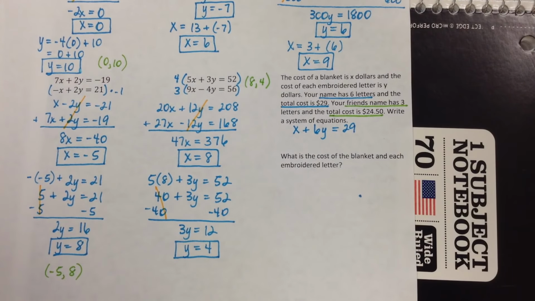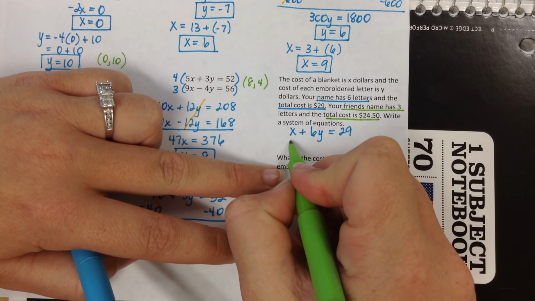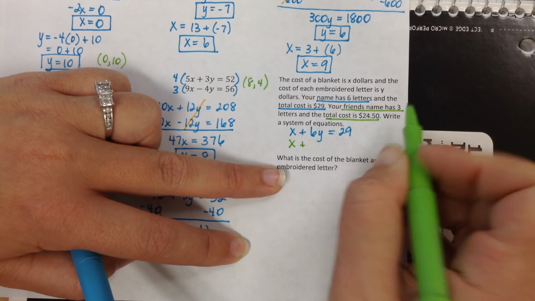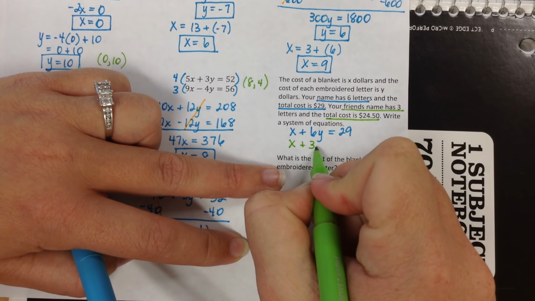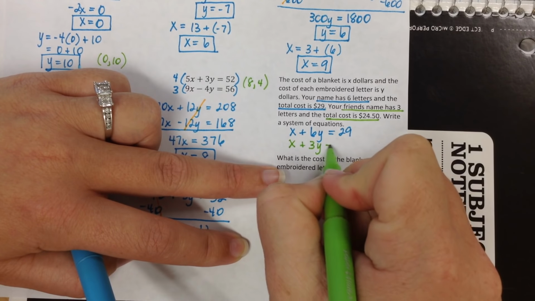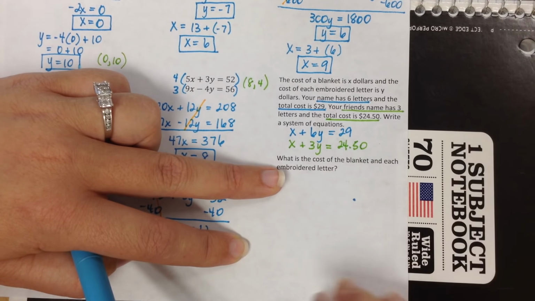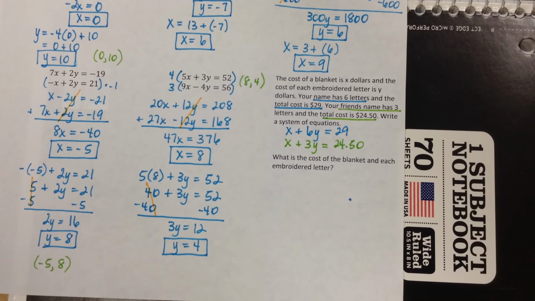That's for me. My friend, on the other hand, she also has to buy a blanket. And she's going to have to pay for each of her letters, but she only has three letters in her name. So 3 times Y. Her cost is $24.50. There's your system of equations.